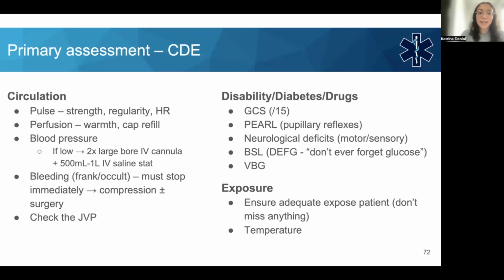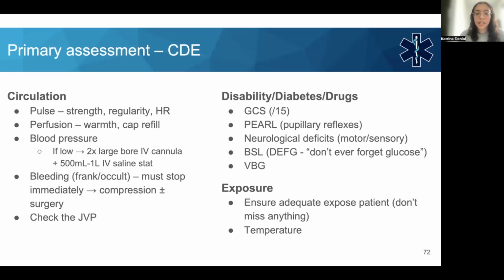You want to check their BSL because that could be the cause of them being so unstable if they're having a really bad hypo. There are 2 ways you can check their sugars. You can do a finger prick, or you can take a quick blood sample and send it for a VBG, which is a venous blood gas, which gives you a lot of information about the patient very, very quickly. It can give you the hemoglobin, the critical electrolytes, and their sugar. You can see their lactate, and you can see if their acid base is out of whack.